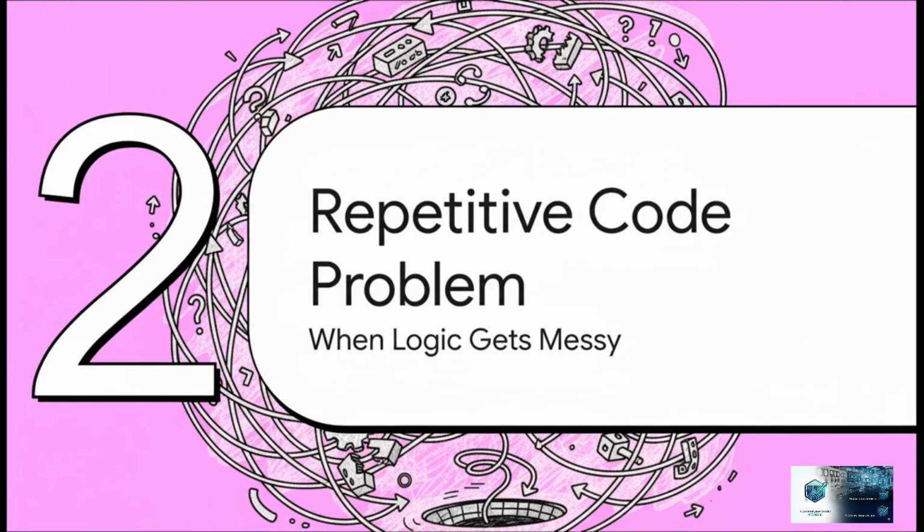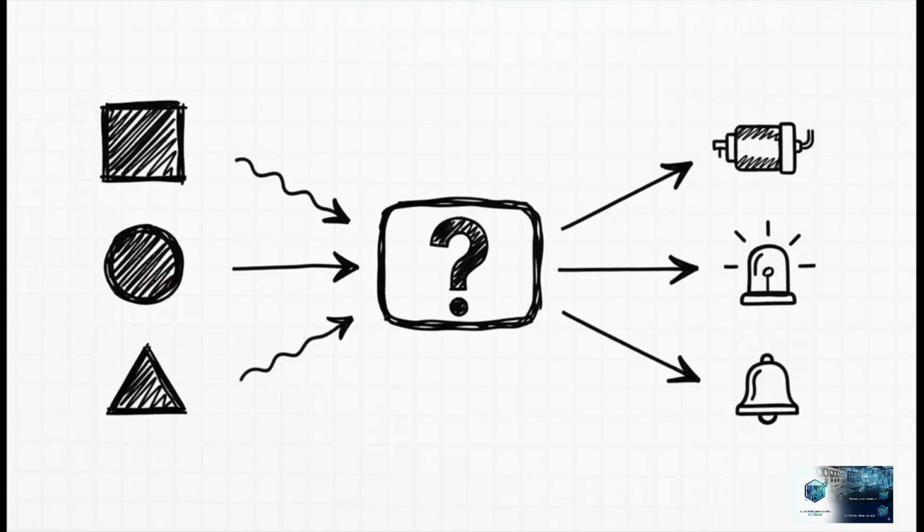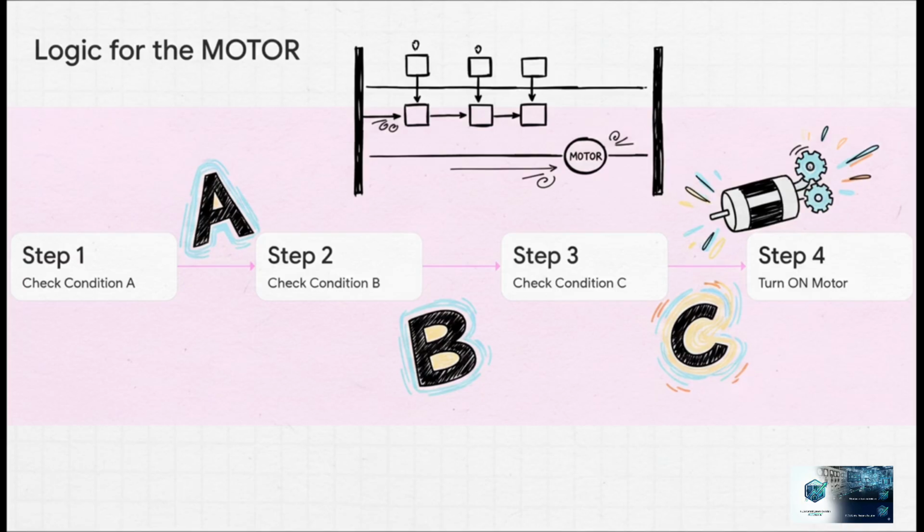So why should you even care about these virtual bits? Well, it all comes down to a super common problem. A trap, really, that almost every new programmer falls into at some point. Let's set up a scenario here. Let's say you have 3 different outputs you need to control: a motor, a warning light, and some kind of alarm. And the rule is simple. All 3 of them should only ever turn on when the exact same 3 conditions are all true at the same time.